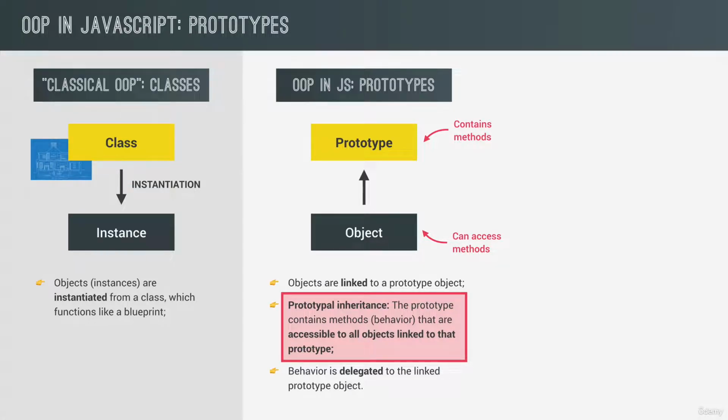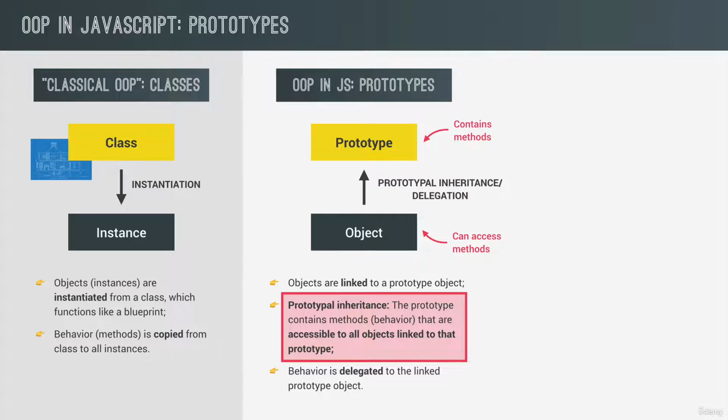All right? Now we can also say that objects delegate behavior to the linked prototype object. And behavior is just another term for methods here. So besides prototypal inheritance, we also call this mechanism delegation. And that's also the reason why this arrow is pointing upwards, because technically objects delegate their behavior to the prototype. On the other hand, in classical OOP with classes, the behavior, so the methods, are actually copied from the class to the objects. And so that is completely different.